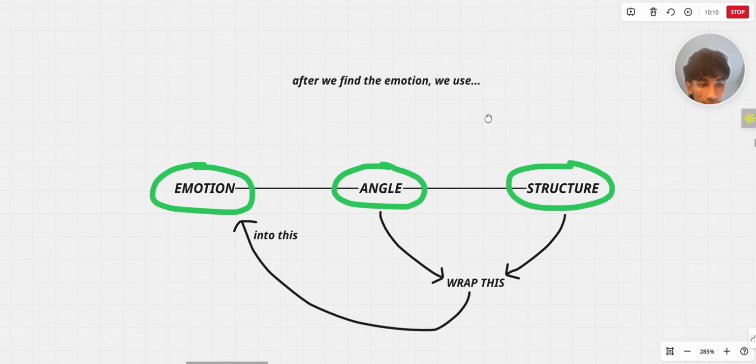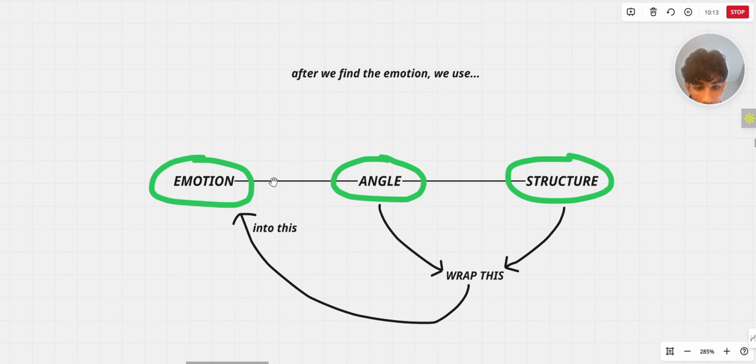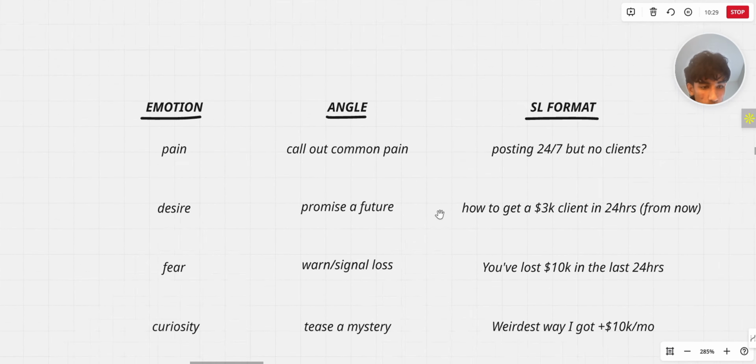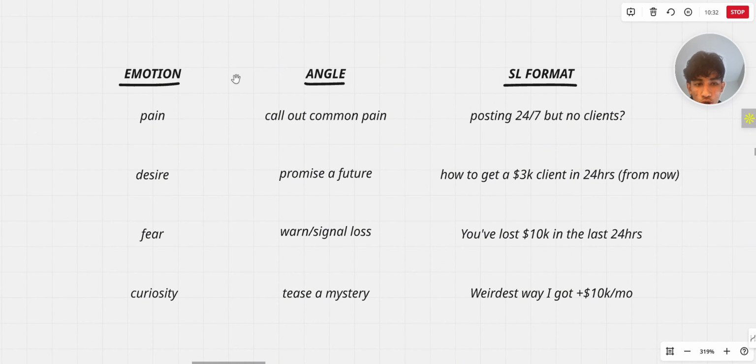Now, after we find that emotion, and that's what the list gives us, then it's really, really simple. All we have to do is find an angle for the subject line and for the email, and we have a structure. And we wrap the angle and the structure into the emotion. Now, that may seem a bit confusing, but here's an example so you can properly understand. Let's say the emotion is pain, and the angle you're taking is calling out a common pain. Then the structure is a question, and you just create it: posting 24/7, but no clients, question mark.